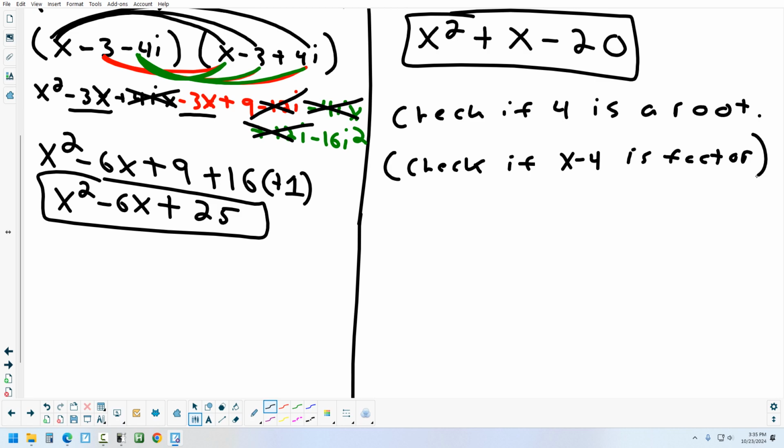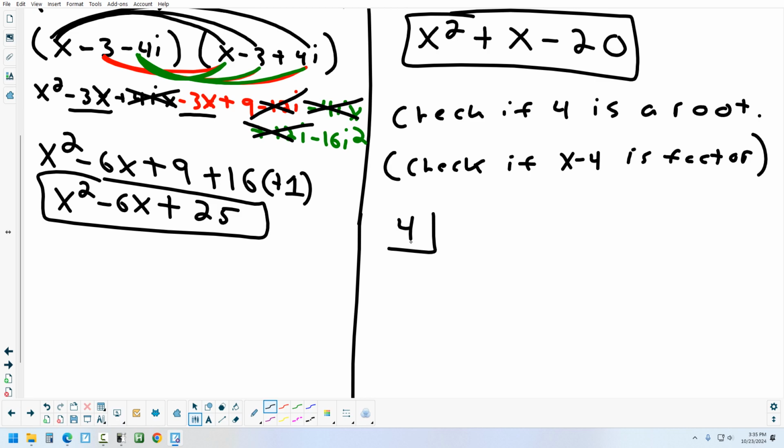So let's divide these quickly and see if we get a remainder of 0. We can do it a couple ways. We can either divide them synthetically and see if the remainder is 0, or we could use the remainder theorem. How do you want to do it? Let's do synthetic division. So what number would you put on the outside? The 4.